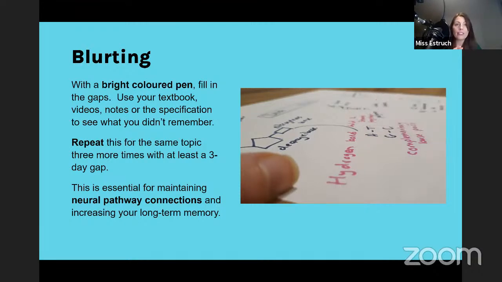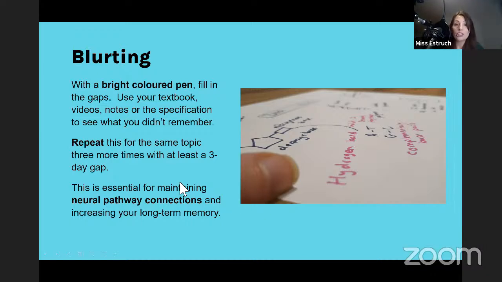So this is where it's like making notes, but it's far more effective, because to begin with, you tested your memory to see what you could remember. And the bits you didn't remember, you add in and you put it in a bright colour so it should stand out and be easier to remember.